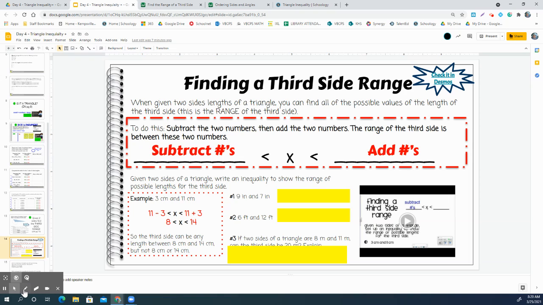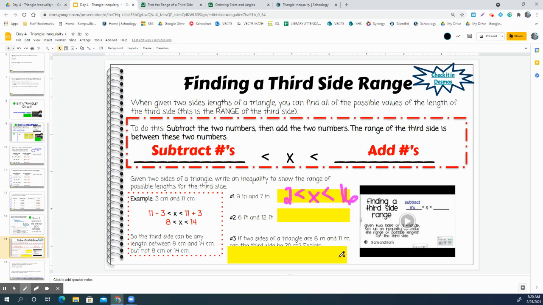9 minus 7 is 2. So it's got to be between 2 and, if I open it up, 9 plus 7, which is 16. Okay, so if you think about these two things on a hinge, maybe it's 2 pens, 2 arms, 2 pieces of wood, 2 whatever things, they're connected on a hinge.